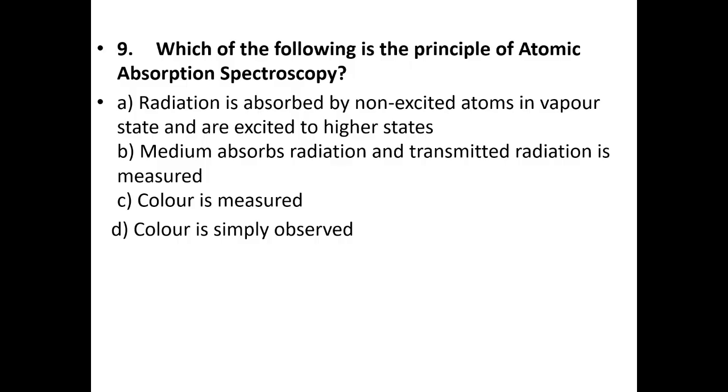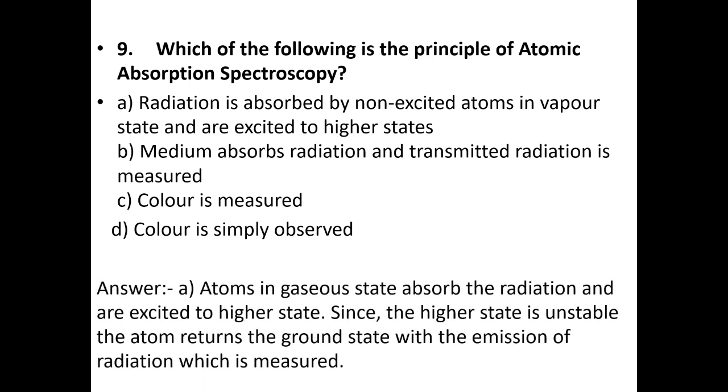Ninth question, which of the following is the principle of atomic absorption spectroscopy? A. Radiation is absorbed by non-excited atoms in vapor state and are excited to higher states. B. Medium absorbs radiation and transmitted radiation is measured. C. Color is measured. D. Color is simply observed. Which is the answer? Your answer is option A.